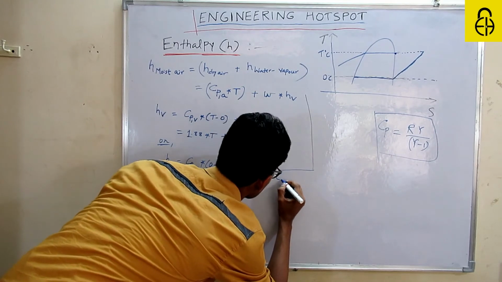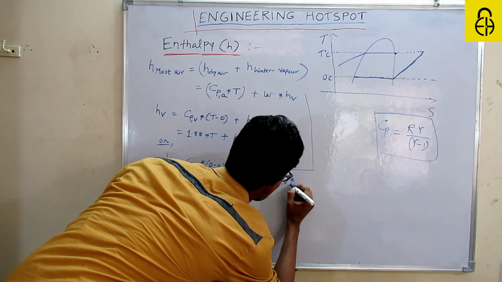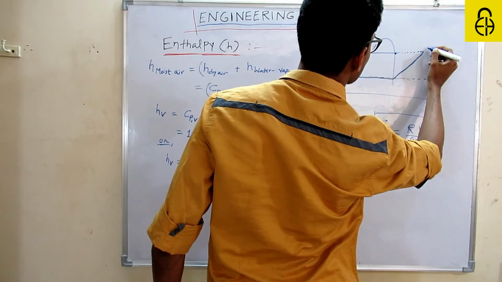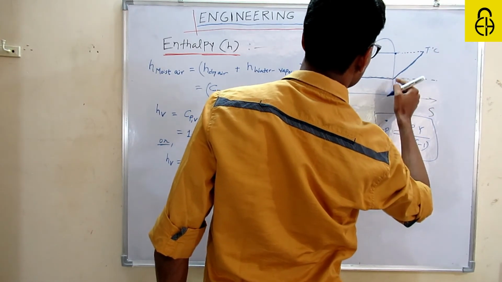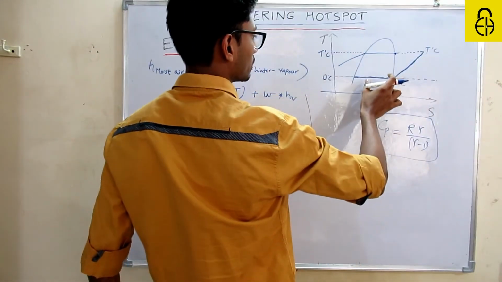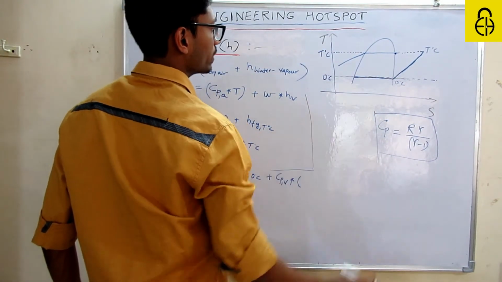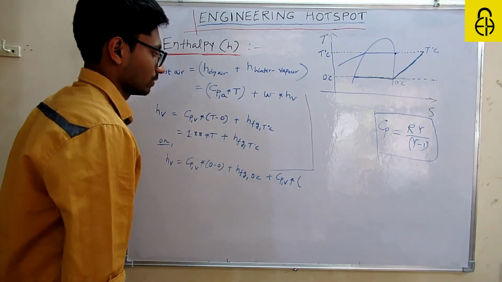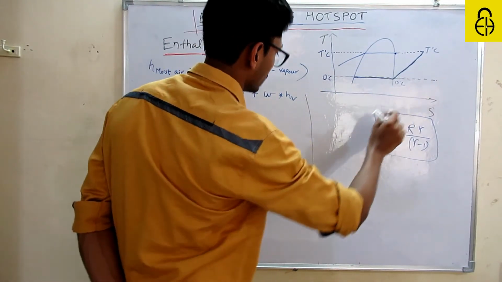Plus Cp of vapor into this part. This part you can see is T only, T degree Celsius only. And this is 0 degree Celsius only. So if you take the difference for the enthalpy, this is sensible enthalpy only. This is latent enthalpy. We don't have sensible enthalpy for the fluid conversion. We have latent enthalpy and this sensible enthalpy.